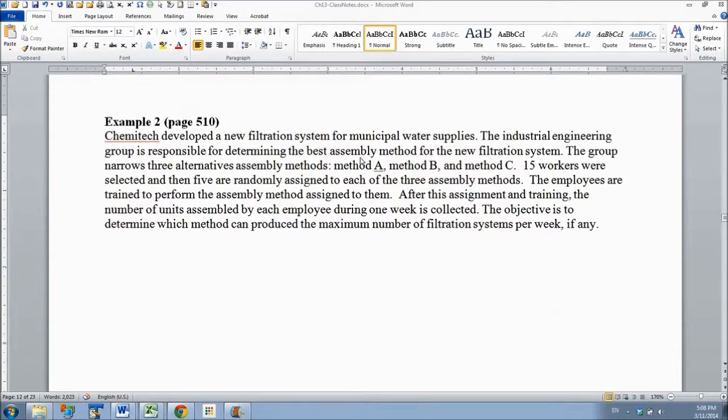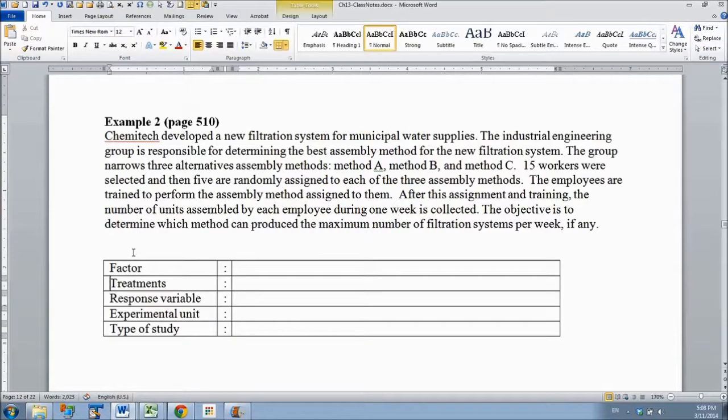So the workers were trained in the method they were assigned to, and then the production per week of each employee was recorded. The objective is to determine which method produces the maximum number of filtration systems per week, or if they're all the same.